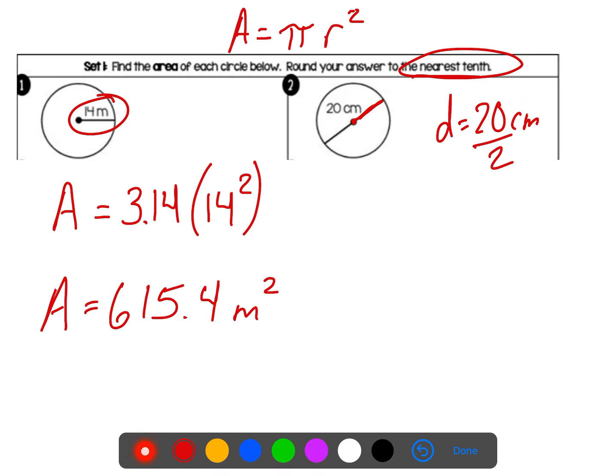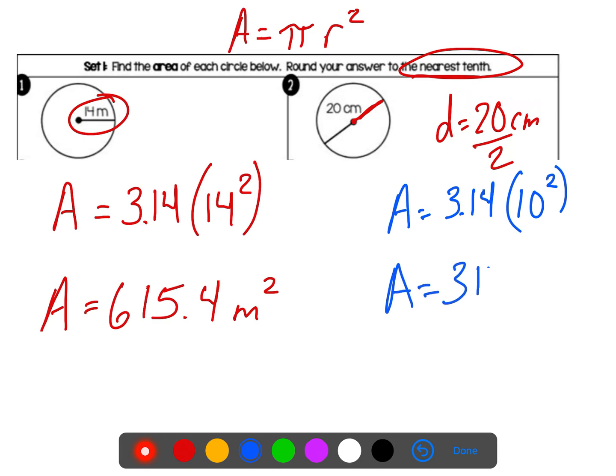And then when I complete the formula here, 3.14 times 10 squared, or 10 times 10. 10 times 10 is 100. So really, this can be done without a calculator because we're multiplying 3.14 times 100, which is going to give me an area of 314. We've got a different measurement unit here, centimeters, so I'm going to have square centimeters because I'm measuring area.